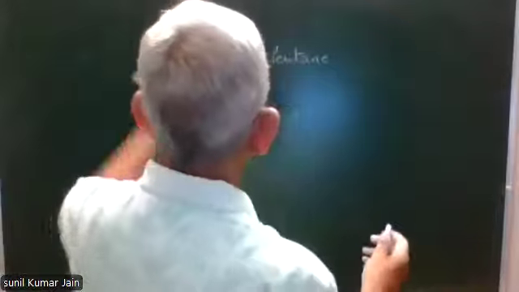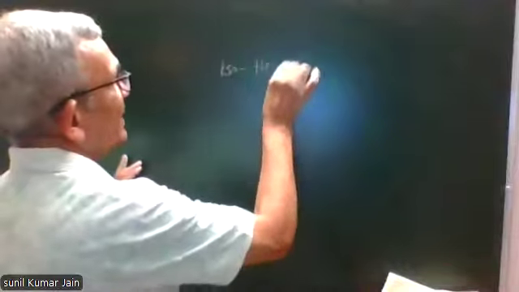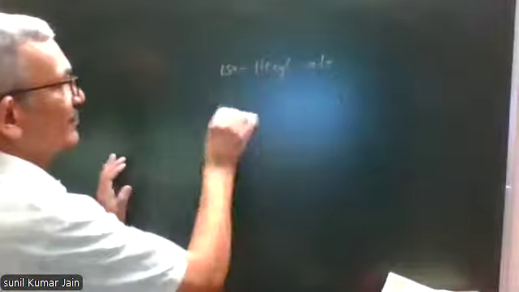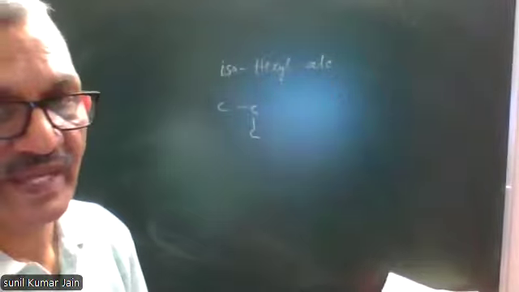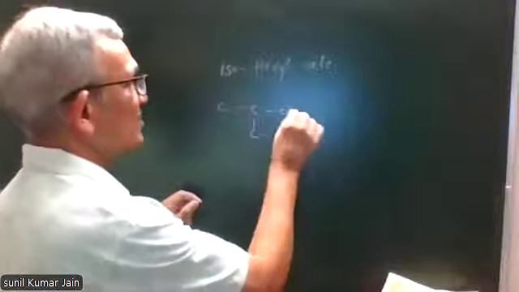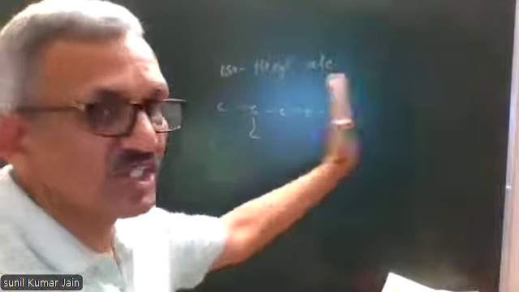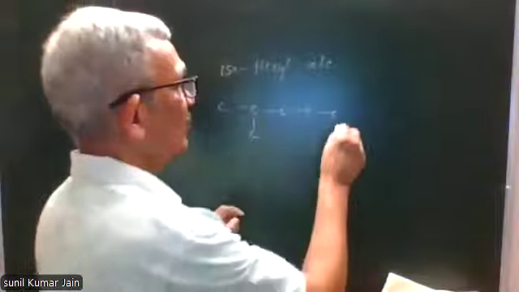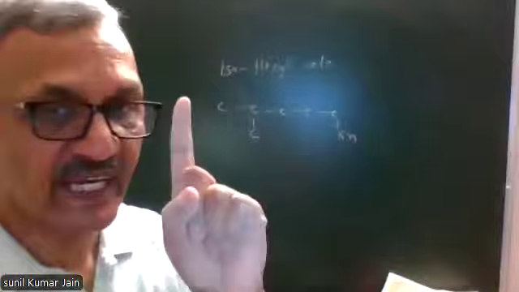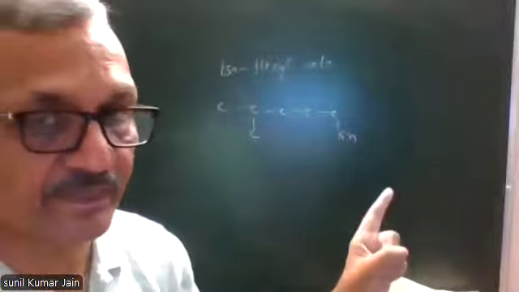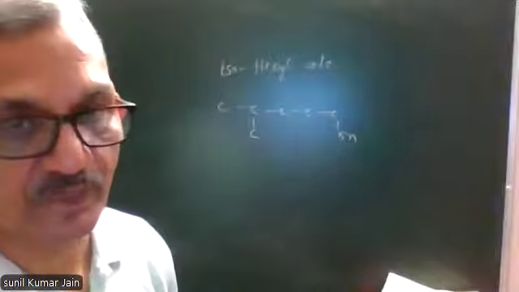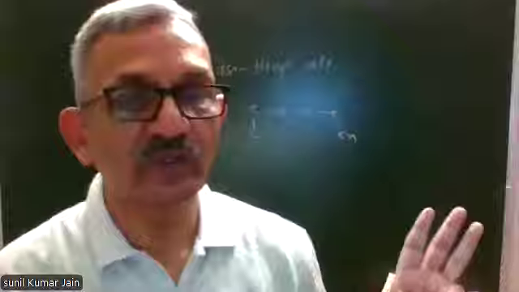If I say isohexyl alcohol, this is iso. Hexyl means three more carbon atoms. Alcohol means OH. I'll attach OH to the last carbon of the extended chain. OH will be attached here. Do not attach the OH group to any other carbon atom, right? That will not be iso. So I've told you how to use the prefixes normal and iso. Secondary and tertiary I'll take up in detail.